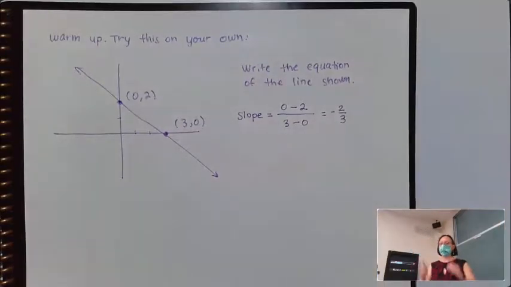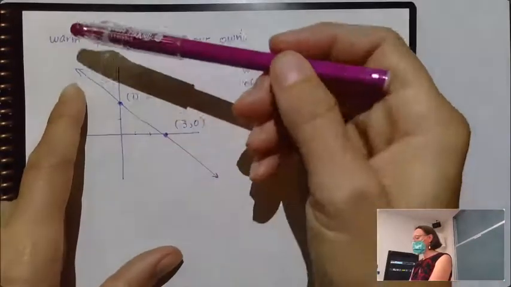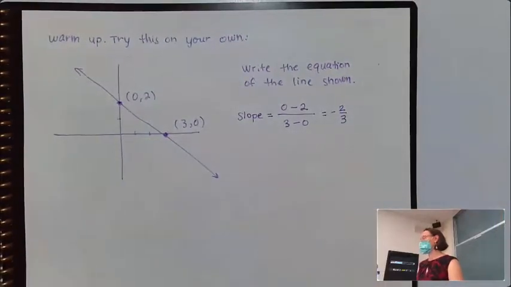Now we talked about this maybe the first day that we were talking about lines. One of the things that we should be able to look at a graph and see is whether the slope is positive or negative. Because as we move left to right on the graph, we're going down, I know that the slope should come out to be a negative number. So far, so good.